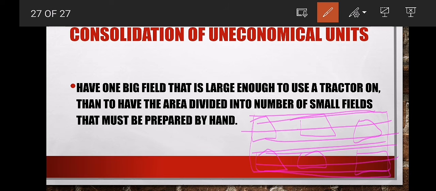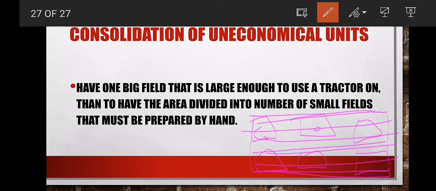It also saves on cost. But if they are small, it means the tractor has to plow here, go to this one. But if you consolidate these uneconomical units, it means you combine all these plots to be one field. Make sure that you understand it in that manner.